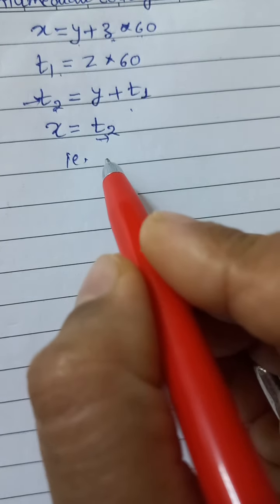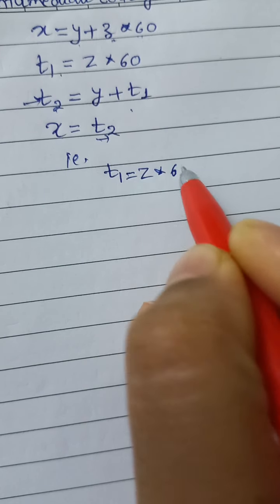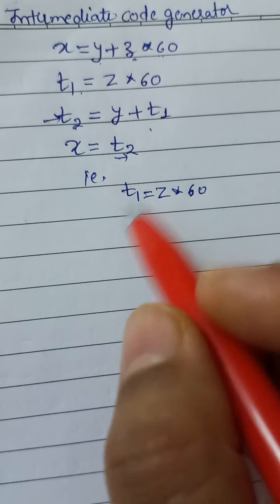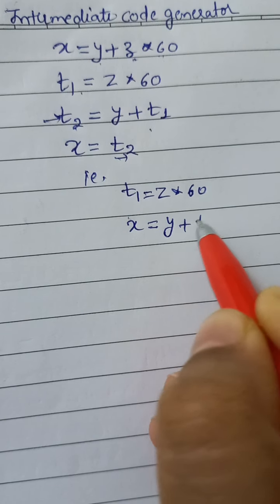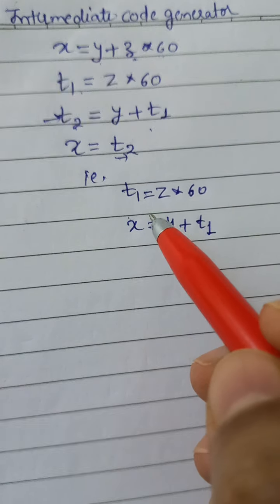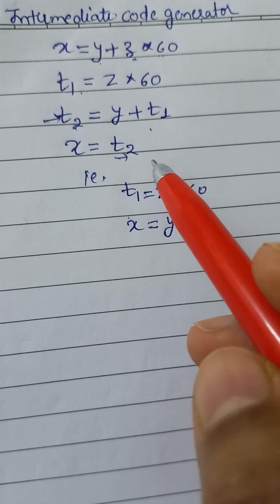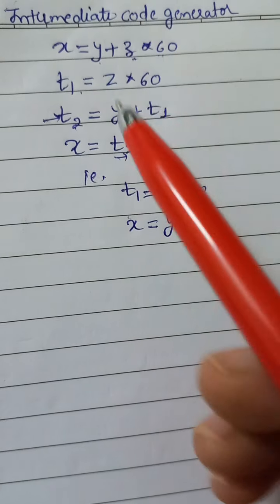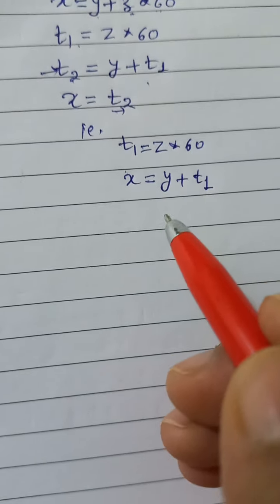How can we do it like this: t1 is equal to z into 60, and we can assign directly x is equal to y plus t1. So directly we can write like this also, so there is no need of this one. This is also called code optimization, or we can leave it, this is optional. Intermediate code generator is required, but code optimization is optional.